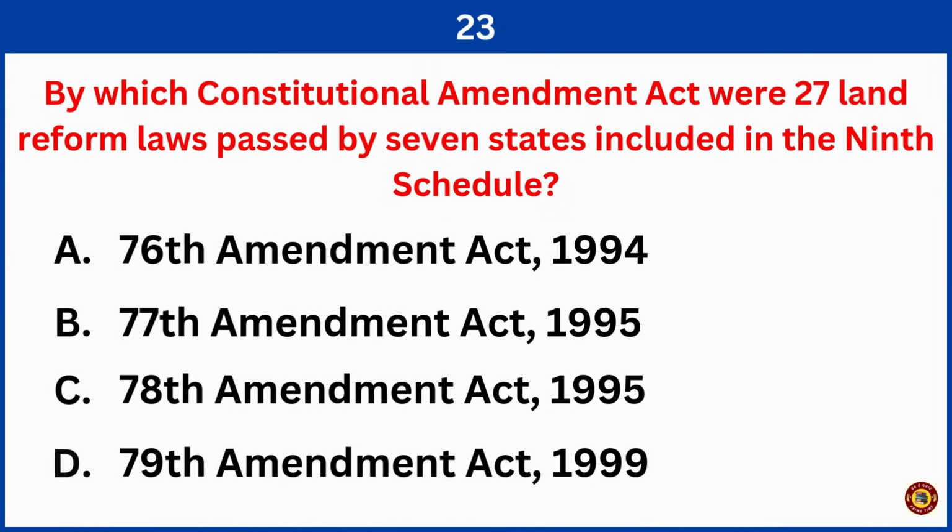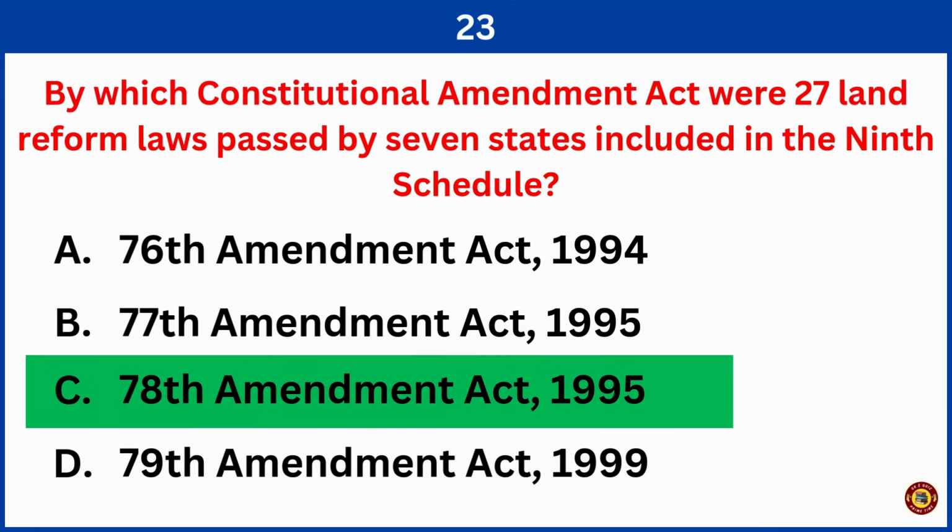By which constitutional amendment act were 27 land reform laws passed by 7 states included in the ninth schedule? Correct answer is option C, 78th Amendment Act 1995.